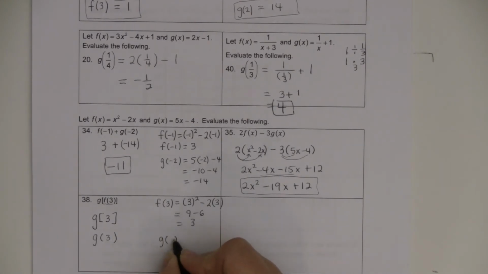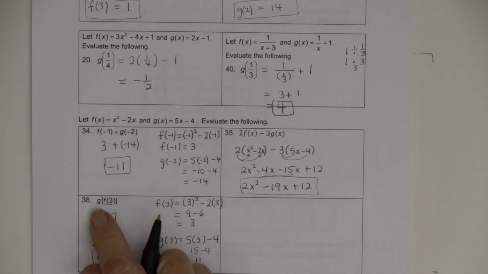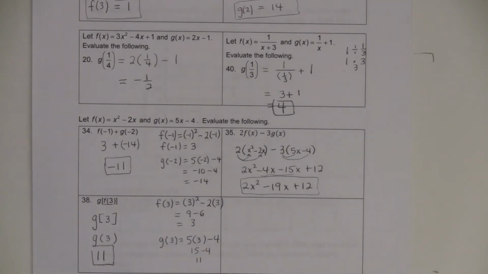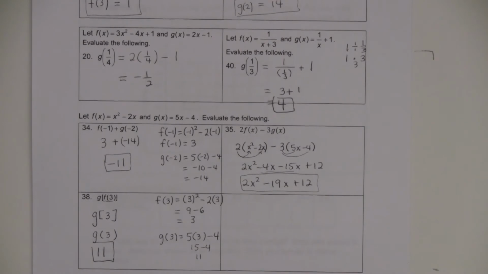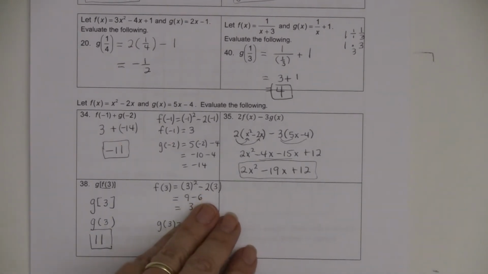Here's g. We're going to have g at 3 equals 5 times the blank minus 4, and you're filling in 3, and then you're going to do the arithmetic. 15 take away 4 is 11. So g at 3 is 11. So this whole thing, g at f at 3 is 11. So we did a lovely job on that page, and we're going to turn to the next page on 6.2.